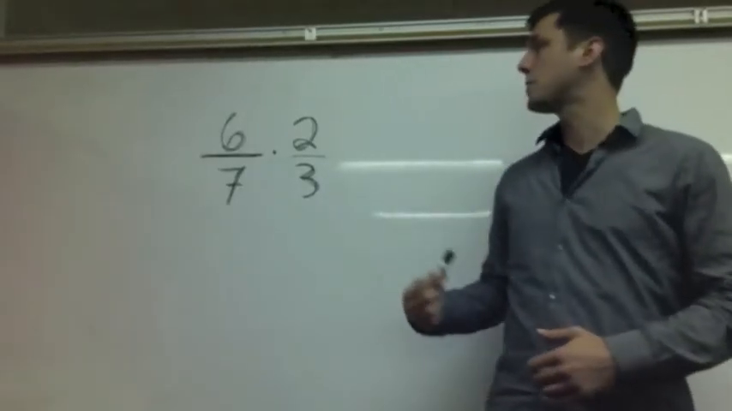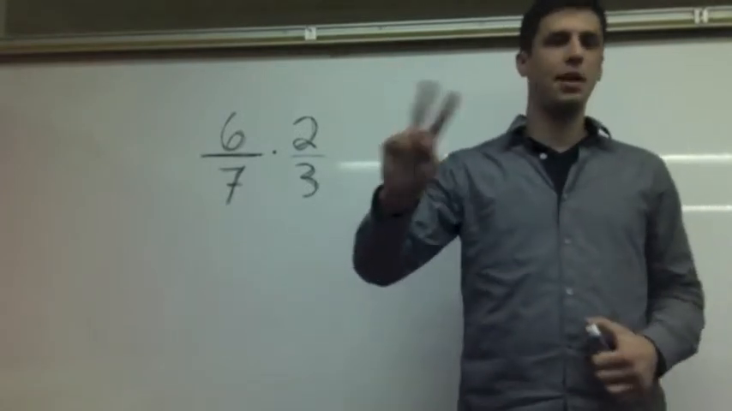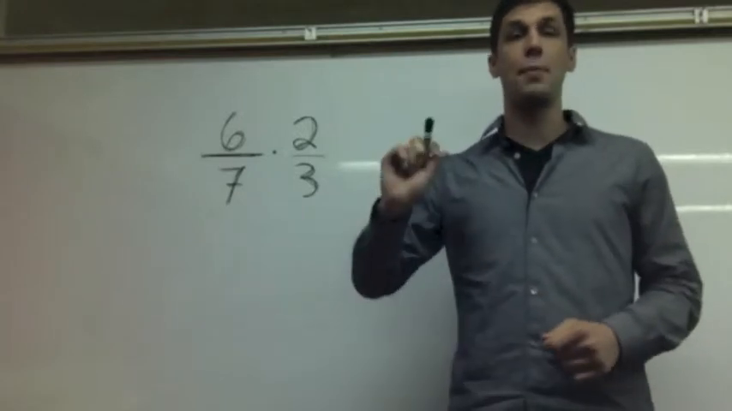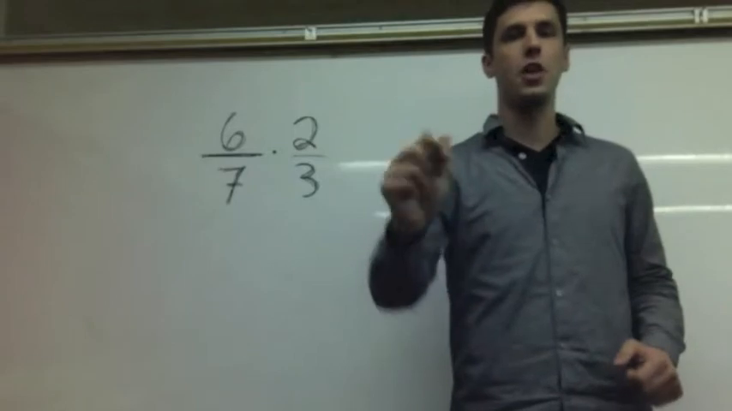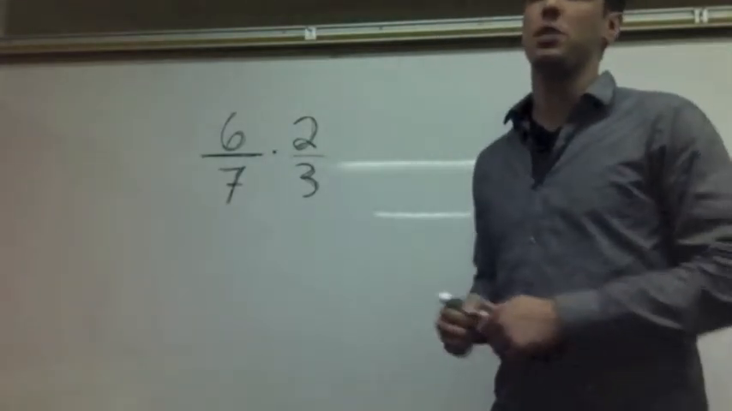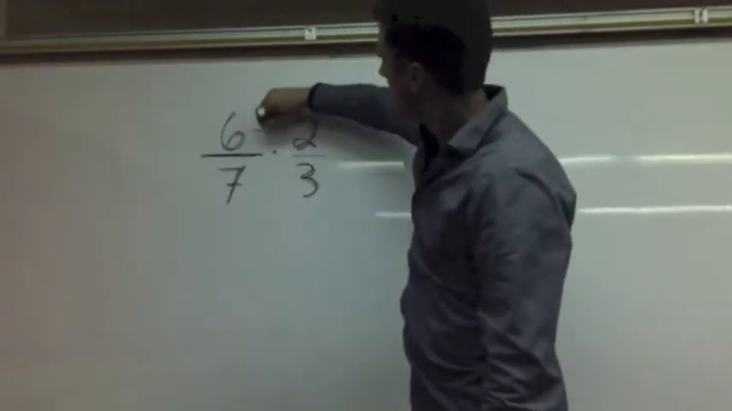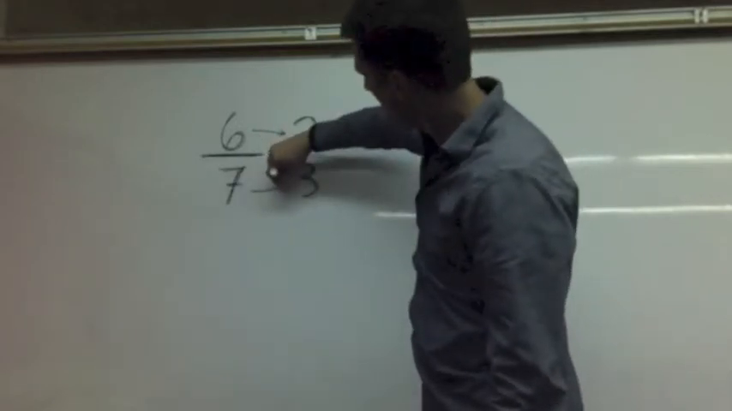Now, starting with multiplication, I think there are about two steps to work out a multiplication problem. The first step is simply multiplying. You are going to multiply numbers. And the question is, what numbers are you going to multiply? In a multiplication problem with fractions, the top multiplies the top, and the bottom multiplies the bottom.